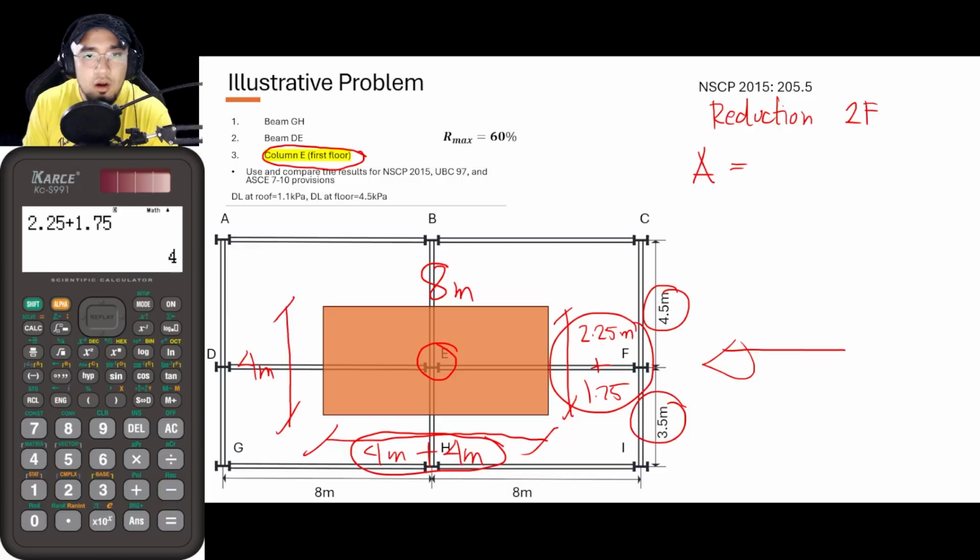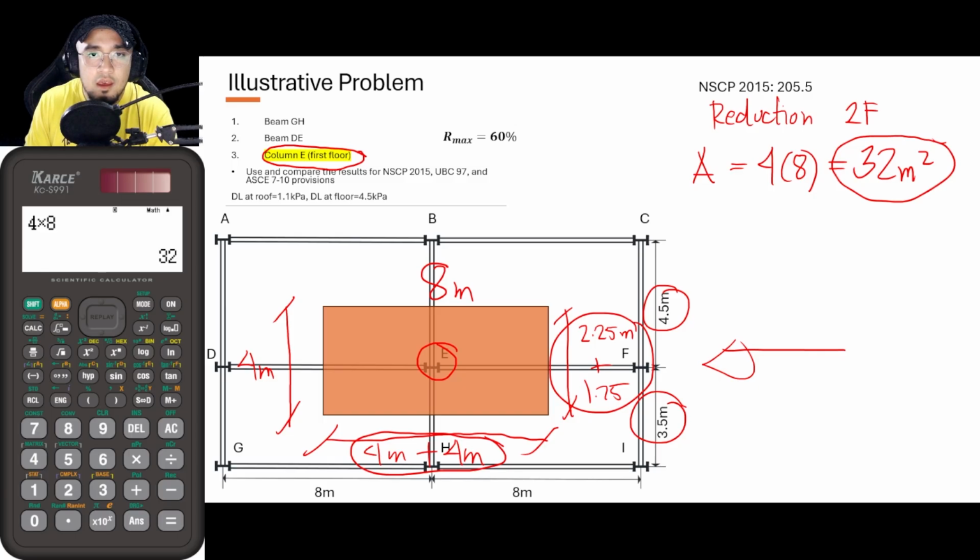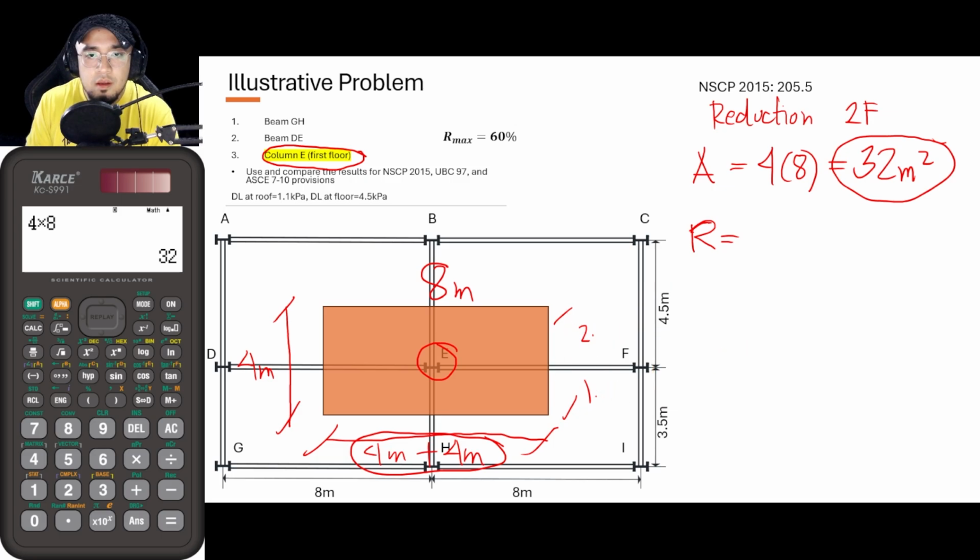So basically 4 times 8. Okay? 4 times 8. Anong sagot doon? 4 times 8, 32. Okay? So this is now 32 square meters. And as you can see that it is greater than, mas malaki po siya sa 15. And from that, we could now solve for the reduction rate. Okay? So for the reduction, R, that is equal to, so erase ko na, medyo makalat po.